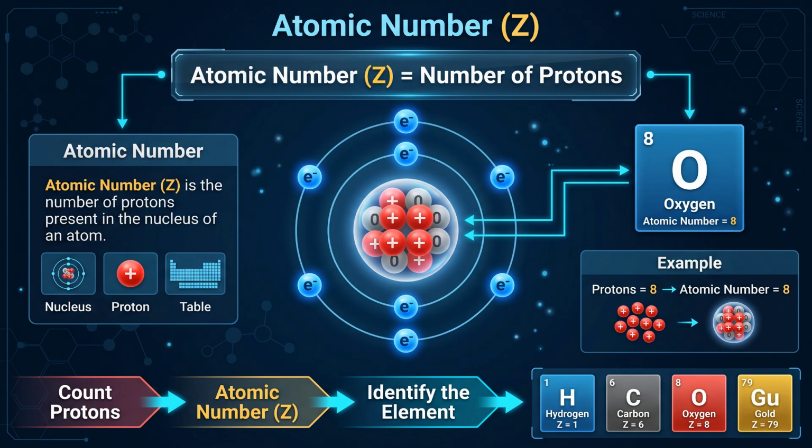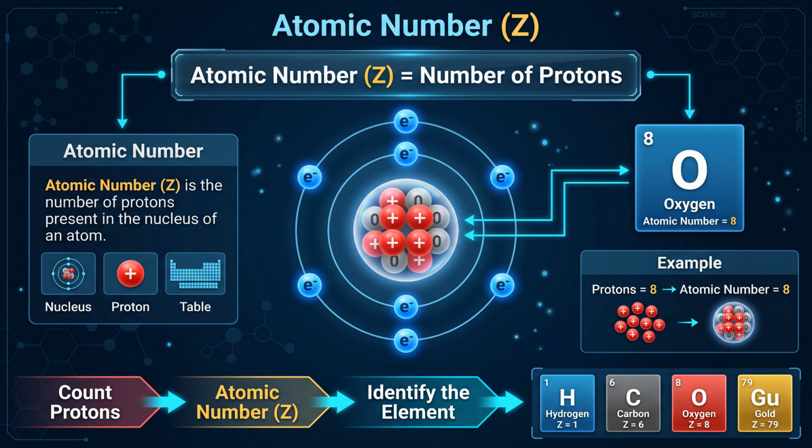However, if an atom gains or loses electrons, it becomes an ion, but its atomic number does not change. For example, a sodium atom normally has 11 protons and 11 electrons. If it loses 1 electron, it becomes a positively charged sodium ion with 11 protons and 10 electrons. Even though the number of electrons has changed, the atomic number remains 11 because the number of protons is still the same. This shows that atomic number depends only on protons, not on electrons or neutrons.